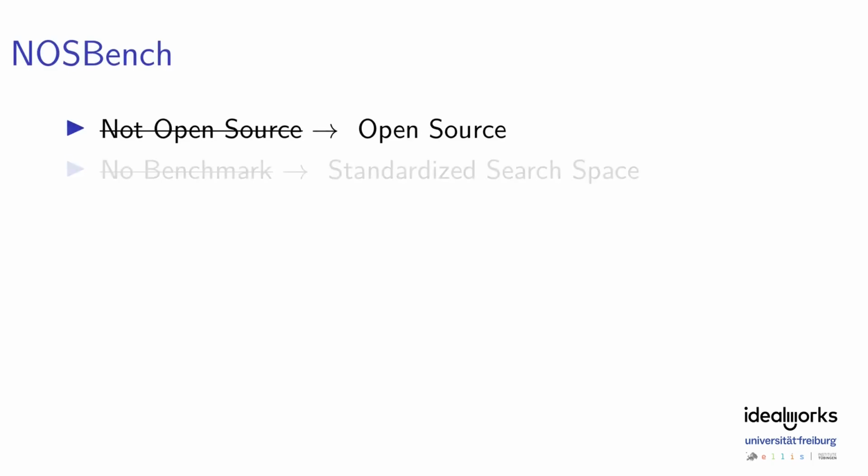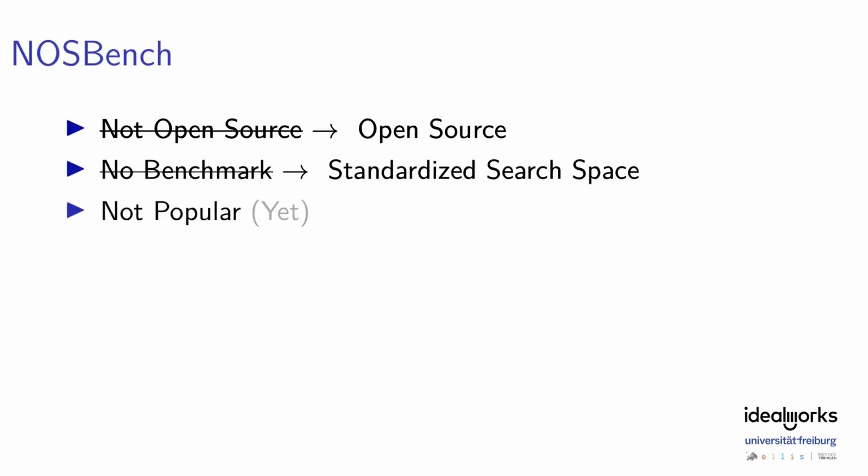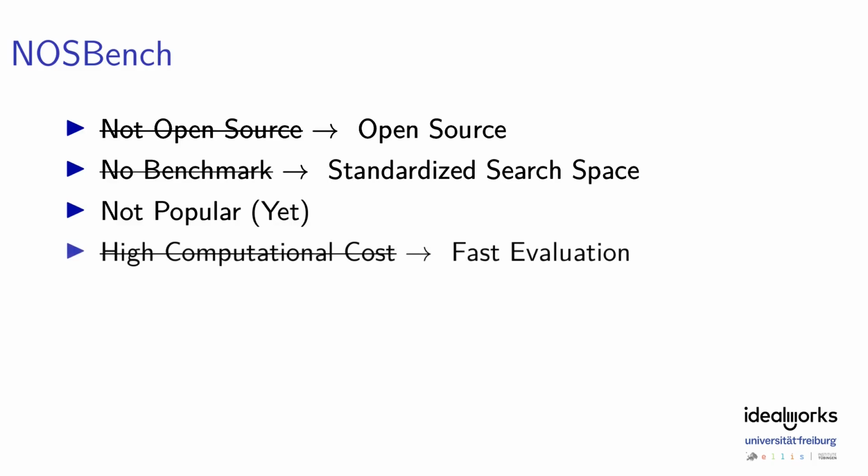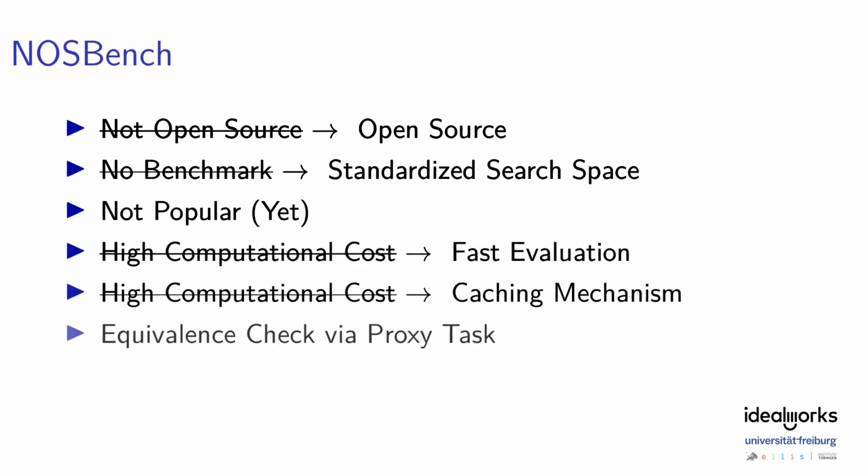It's open source, has a standardized search space, and offers fast evaluation with a simple meta-training task that can be trained in just 1 minute on modern hardware. Despite its speed, this task involves training a prior fitted network that leverages transformers. And transformers are one of the most popular building blocks used in many models, including ChatGPT. Additionally, NOSBench provides an equivalence check and a caching mechanism to further accelerate the evaluation process.